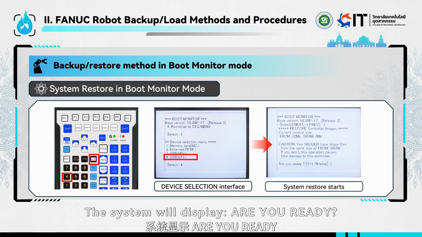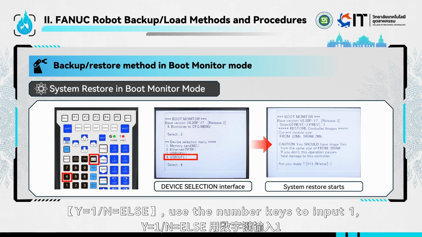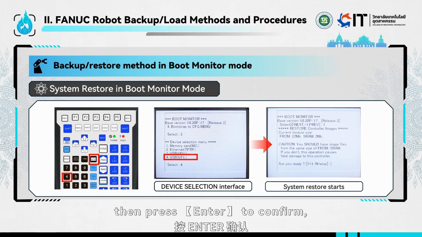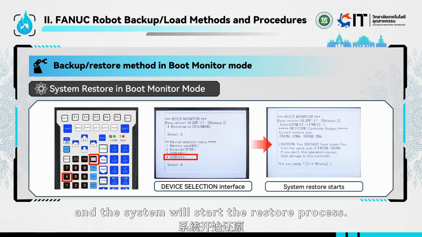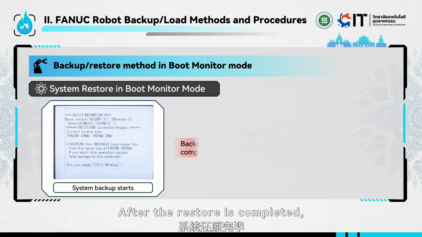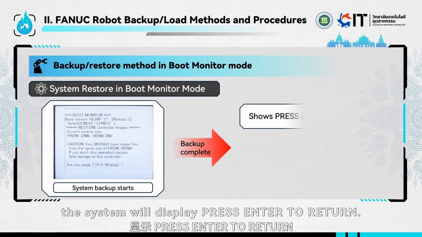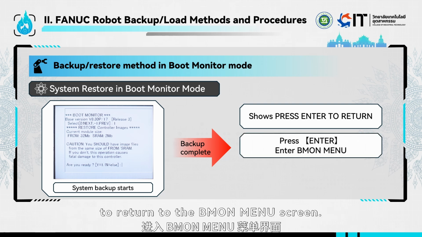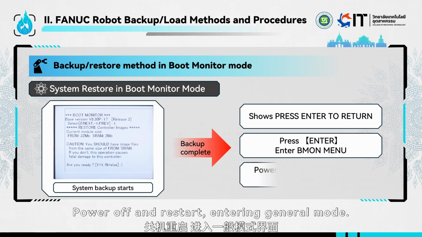The system will display, "Are you ready? Y equals 1 divided by N equals ELSE." Use the number keys to input 1, then press enter to confirm, and the system will start the restore process. After the restore is completed, the system will display press enter to return. Press enter to return to the MON menu screen. Power off and restart, entering general mode.